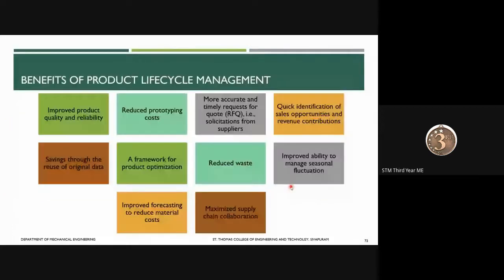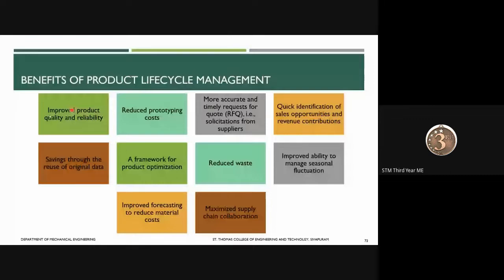Now, what are the benefits of using product lifecycle management? First one is improved product quality and reliability. So we will obviously be obtaining nice product quality to ensure that the product stays longer in the market and consumer demand is high.